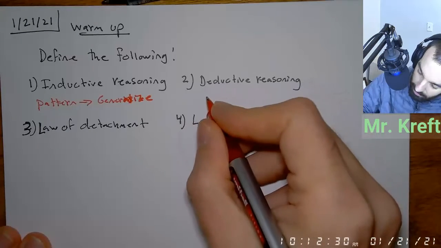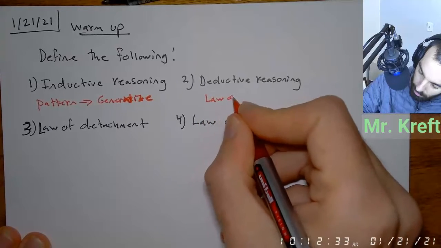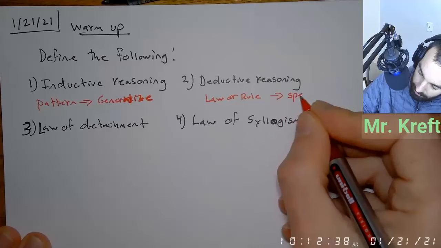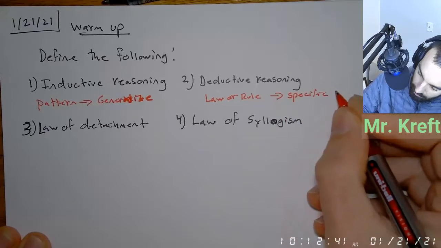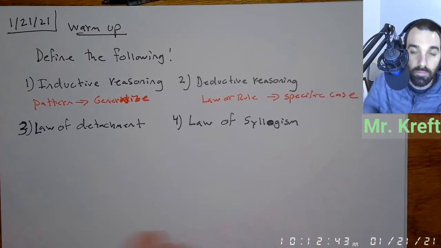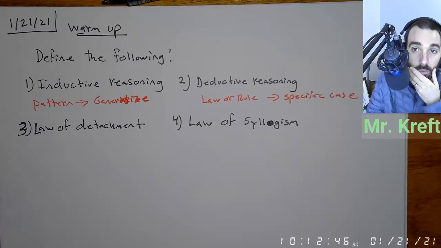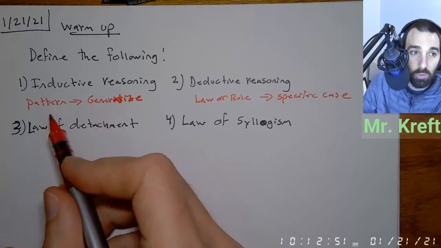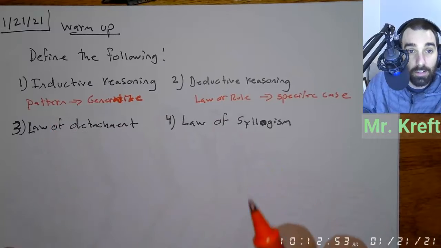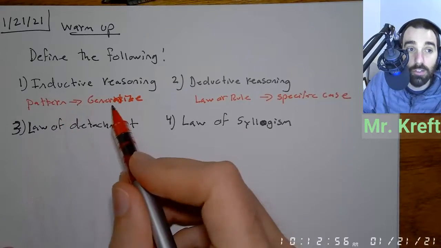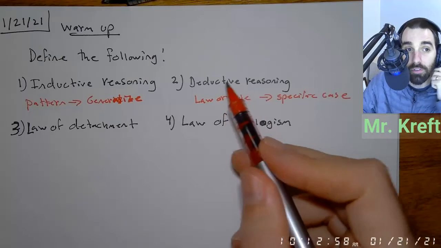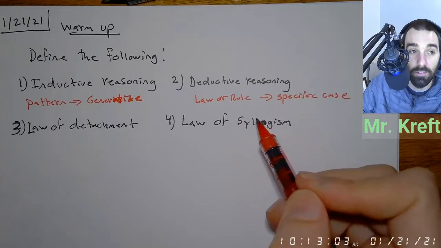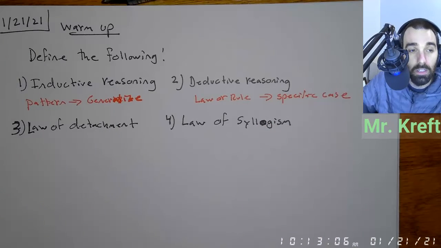Deductive reasoning is when we take a law or a rule and we apply it to a specific case. Okay, so that's the difference between those two. Remember, we're really good at inductive reasoning naturally. Humans are good at finding patterns and then generalizing them. But we're really going to focus on deductive reasoning, with laws and rules, and then applying that to specific cases to see what happens.